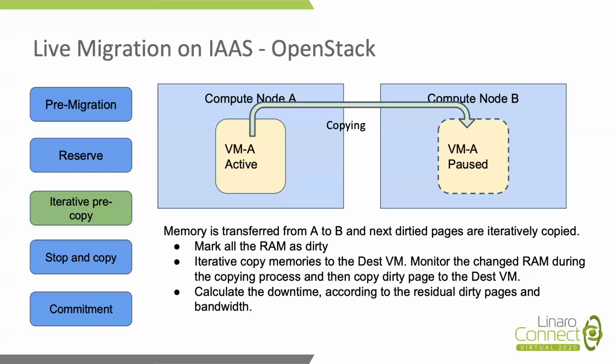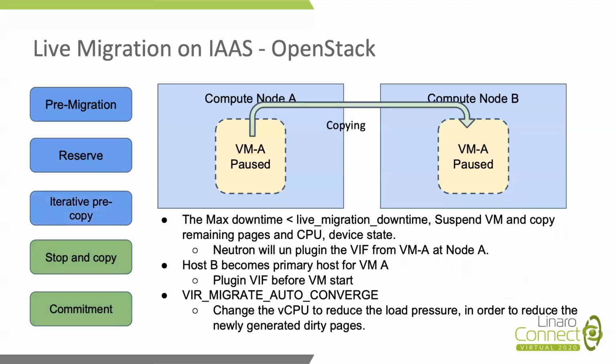Next, we will come to the last two phases. We can see the max downtime that is calculated is less than the live migrate downtime flag. Libvirt will suspend the VM and then copy the remaining dirty pages one time directly to node B. And then Neutron will unplug the virtual machine interface from the VM on node A.